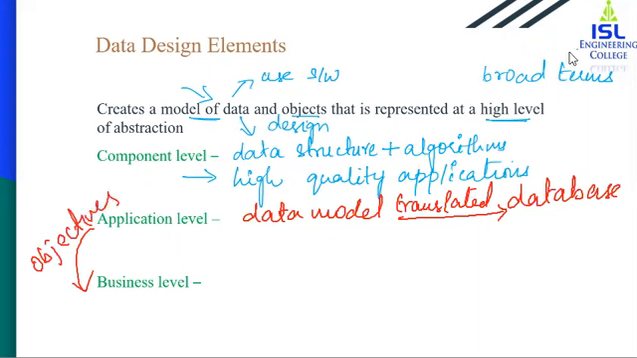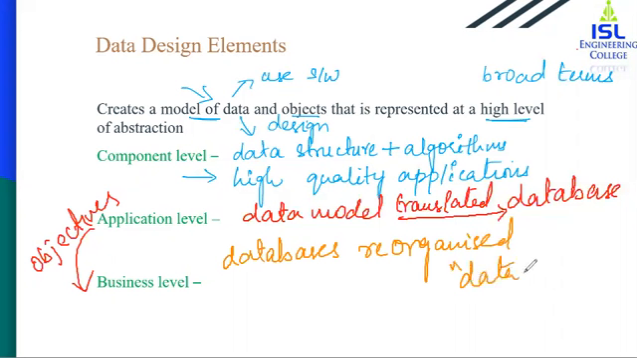Then, coming to the business level. What happens at the business level? As in the previous level, we have taken all the data models and transformed them into databases. Within the business level, you're going to identify all the different information storages, all the different databases, and these databases are reorganized into a data warehouse. What is a data warehouse? A data warehouse is a huge collection of databases, a combination of different databases.